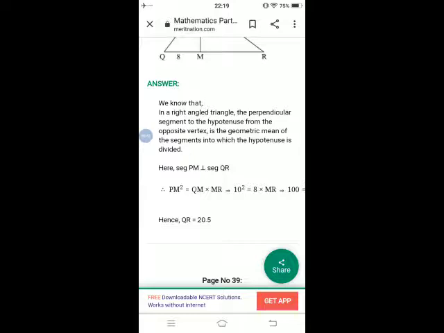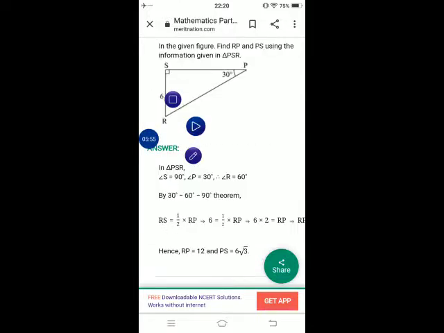Now here your next question is what? See here. In the given figure, find RP and PS using the information given in triangle PSR. Now see your triangle PSR. In your triangle PSR, angle P is given as 30 degrees, angle S is given as 90 degrees. So obviously what will be your angle R? Obviously your angle R will be 60 degrees by the 30-60-90 degree theorem. And you know the property of the 30-60-90 degree theorem.